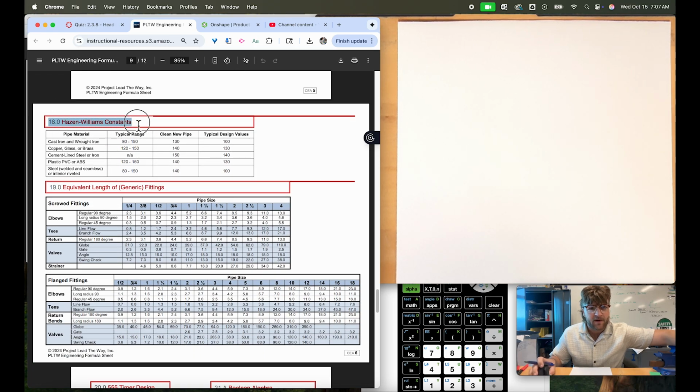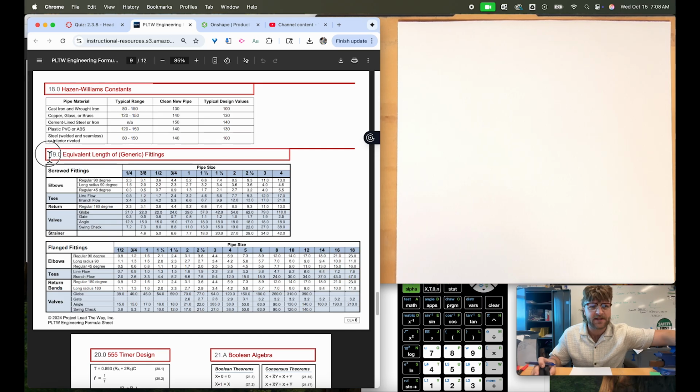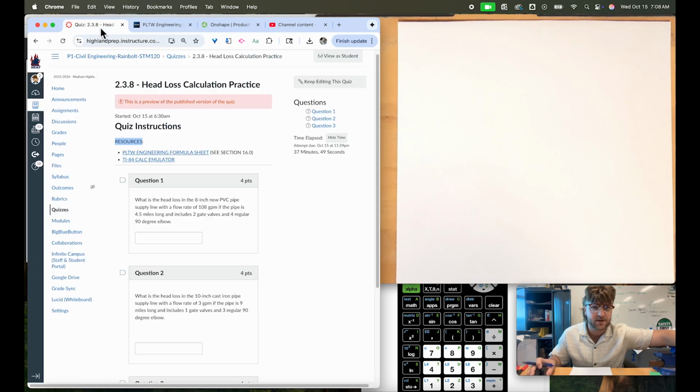Additionally, we're going to also be referencing section 18, Hazen-Williams constants, and then finally section 19, the equivalent length of generic fittings. Once again, be very, very careful. Do not use the screwed fittings unless specified. If it's not specified as being screwed fittings, you're going to be using flange fittings. Whenever it comes to the EOC, especially, make sure that you're using flange fittings, unless for any reason they end up saying that it is a screwed fitting. All right. So those are going to be the formula sheet sections we're going to be using.